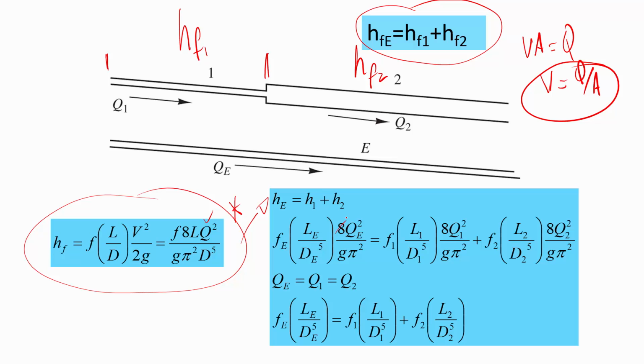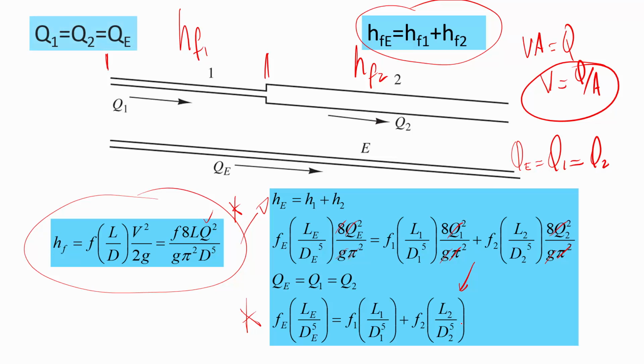And then there are some things that are constant. Remember that QE also equals Q1 and also equals Q2. So this will cancel. We have this cancel, and this cancel. So we are left with this expression. What this tells me is that F times L over D to the fifth equals the summation of all the lengths over D to the fifth.